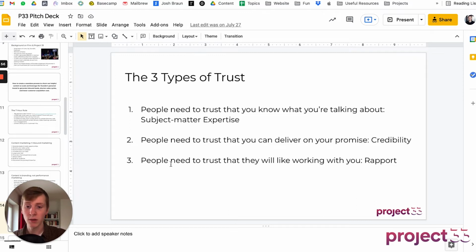And then the last one, especially important in B2B, where you enter into a relationship with a customer and it's not a one-off transaction like buying a coffee. People need to trust that they will like working with you. So you need to establish at least a baseline rapport with people. And so that's again a different type of content that you need to create to build rapport, which is more based on anecdotes, stories, personal content. So this is at the core of how we create content.